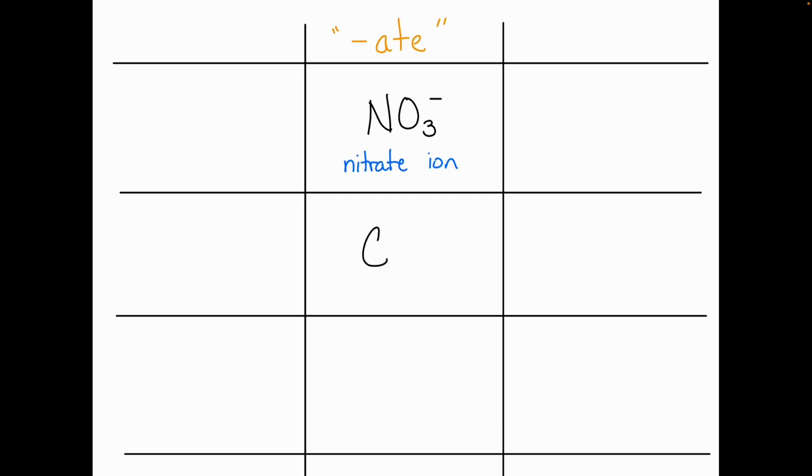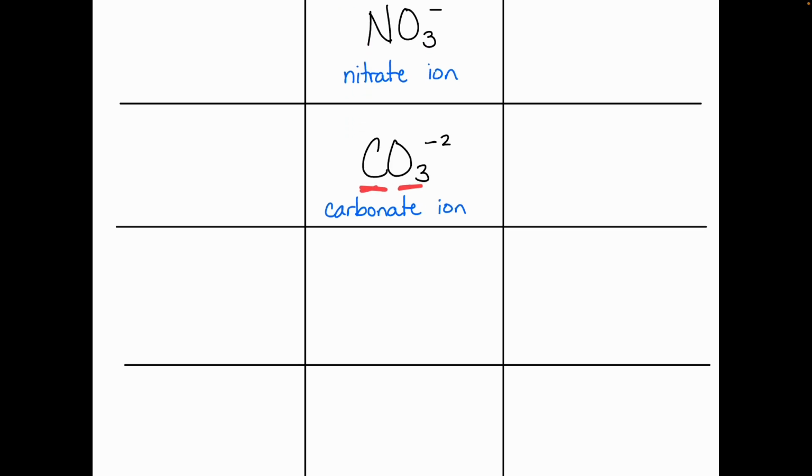All right, or we could have CO3. This one has a -2 charge. This is a carbonate ion. So a nitrate ion is pairing nitrogen with a bunch of oxygens. Our carbonate ion, carbon with a bunch of oxygens.